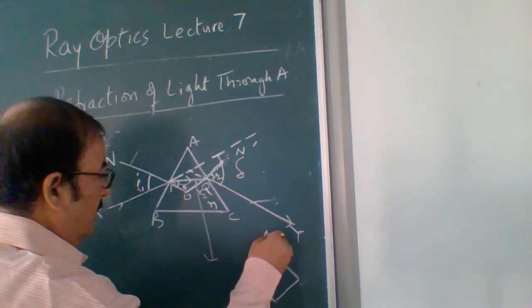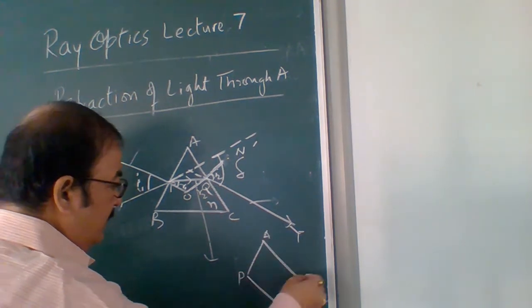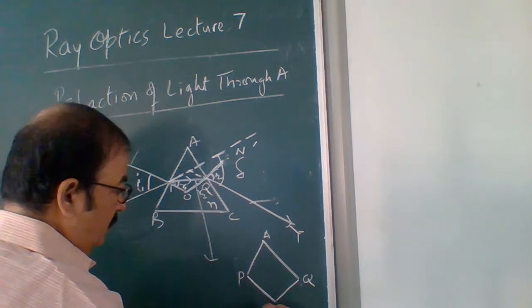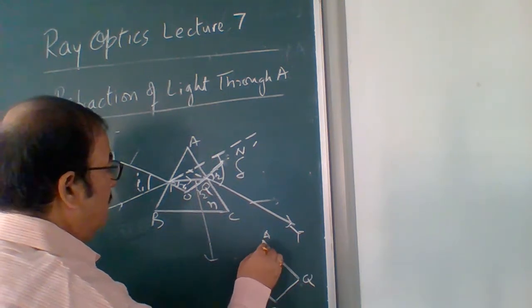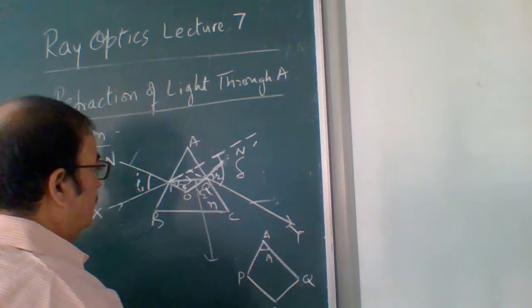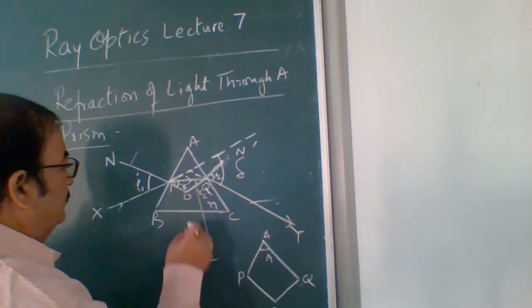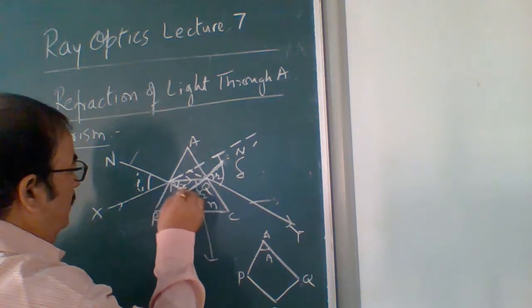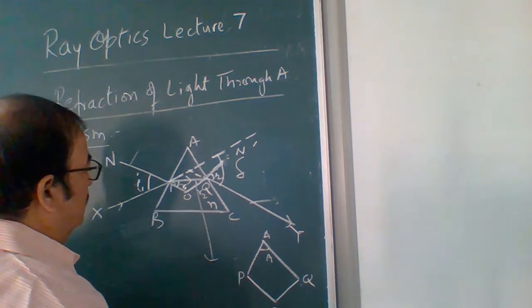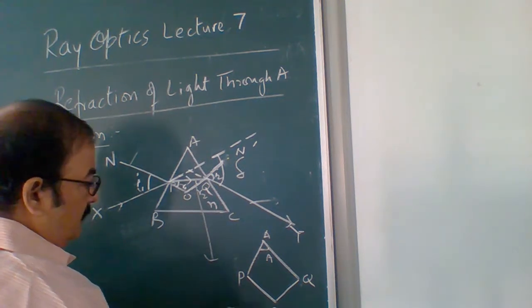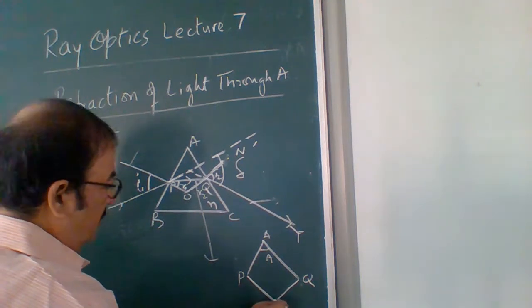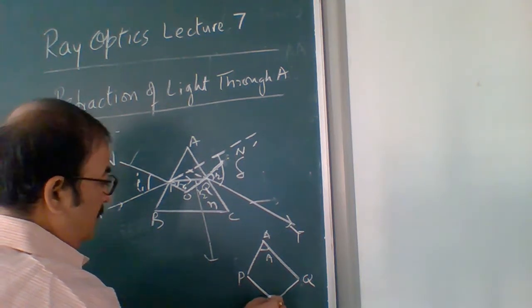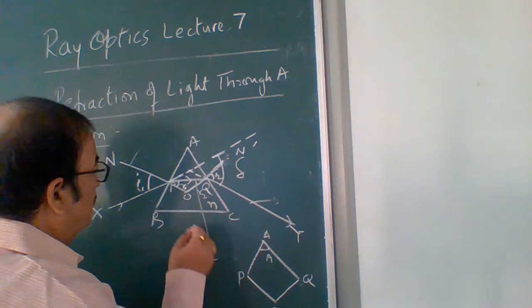This is A, P, Q, and this is O. This angle is angle A. How much is this angle? This is the calculation we have to do. Let us take this as the angle.